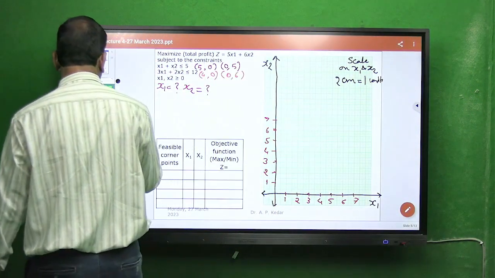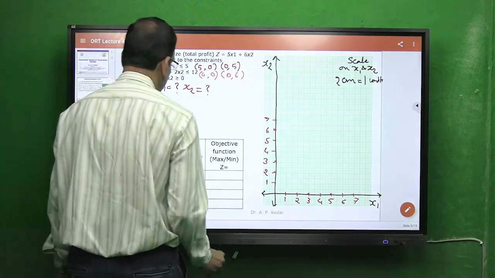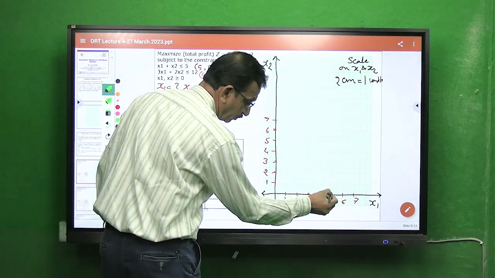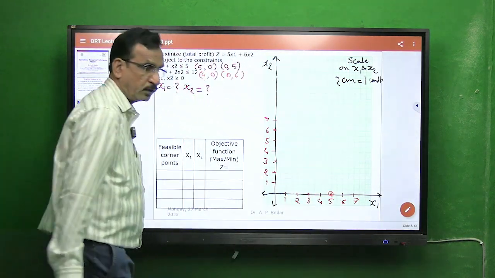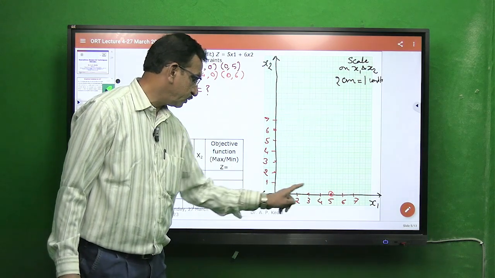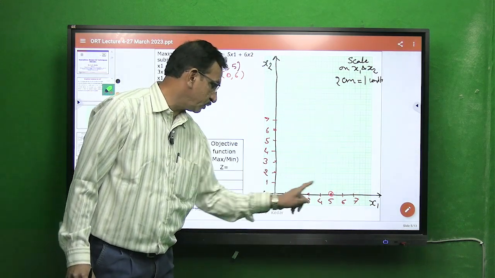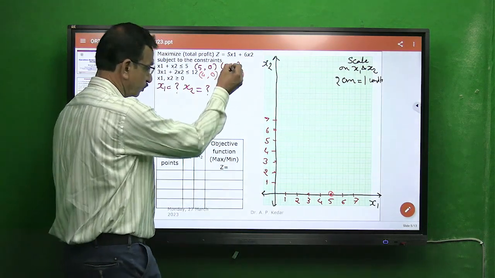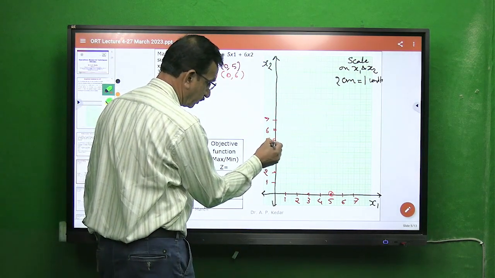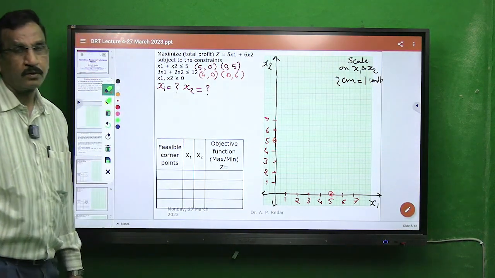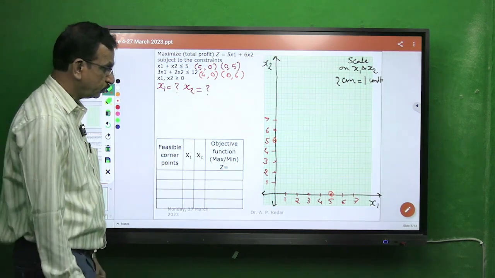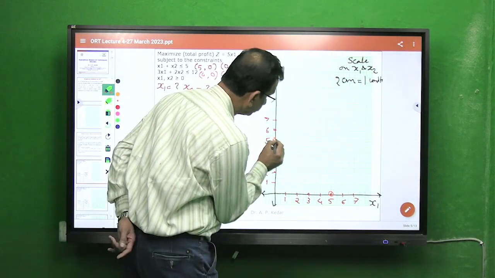Now the question is how to plot the first line, x1 plus x2 less than or equal to 5. This is very important now. The first coordinate is 5, 0. So 5, 0 is this coordinate: 5 on x1, 0 on x2. And 0, 5 is this coordinate.